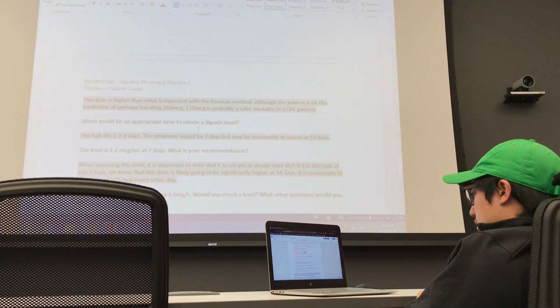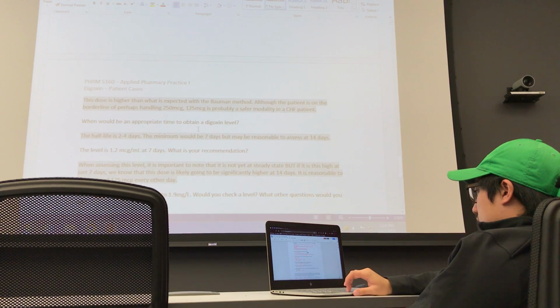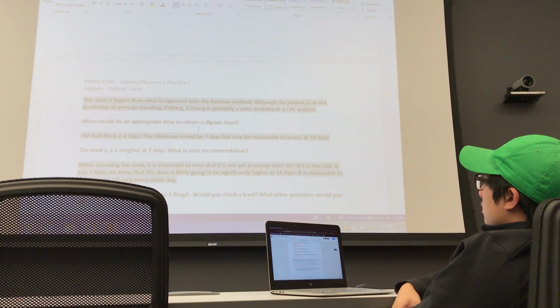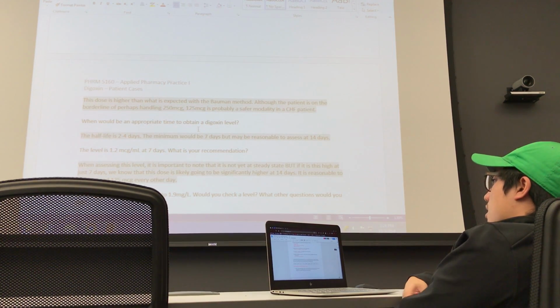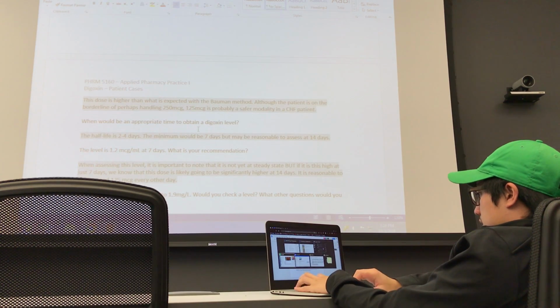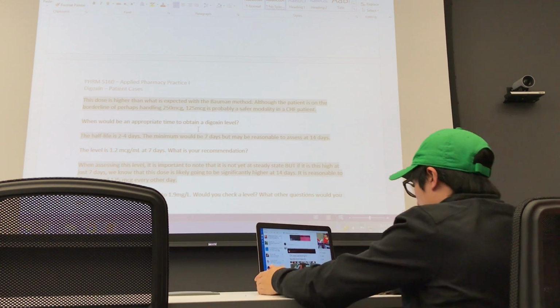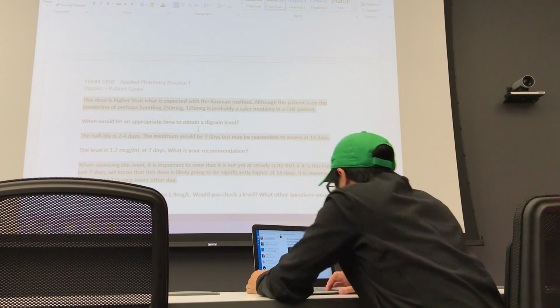Okay. The creatinine bumps from 1.5 to 1.9. Would you check a level, and what other questions might you ask? Are you concerned at all by this creatinine bump? We checked the level because digoxin is eliminated clinically.